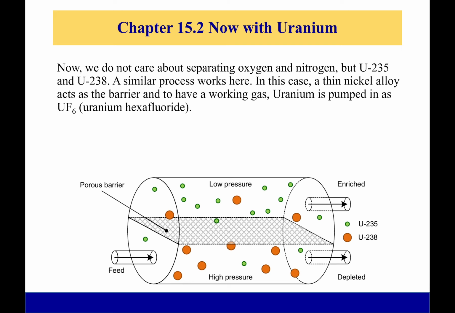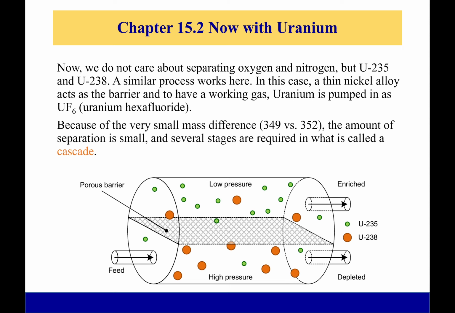Okay, now let's look at something that's close to real life. So here we have something we'd actually use if we were trying to separate U-235 from U-238. In this case, we have a thin nickel alloy right here. That's my porous membrane. And we have high pressure on one side and low pressure on the other once again. And the U-235 being lighter will go to the low pressure side, just like the nitrogen did. Now, we aren't actually dealing with just pure uranium here. We're actually dealing with uranium hexafluoride because that helps us to turn it into a gas and makes it easier on us to work with.